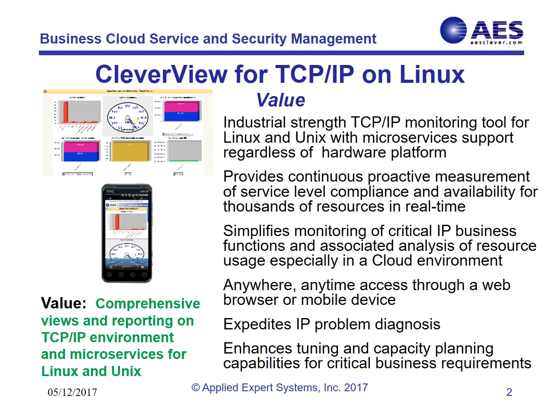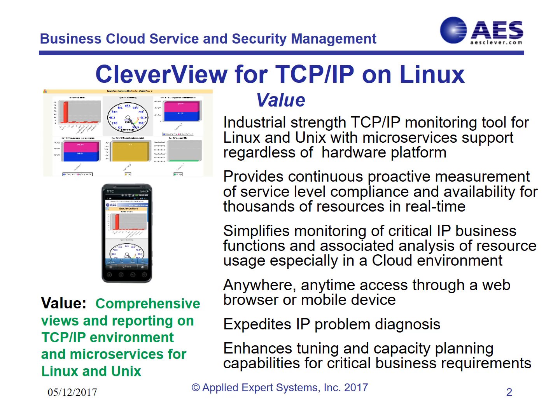As an industrial-strength TCP/IP monitor with microservices, CleverView for TCP/IP on Linux provides continuous proactive measurement of SLA compliance, simplifies the monitoring of IP business functions, expedites problem diagnosis, and enhances tuning and capacity planning anywhere, anytime through a browser or mobile interface. CleverView for TCP/IP on Linux ensures that Linux creates the promised unification and robust IT infrastructure as advertised, resulting in operational advantages that reduce TCO, business advantages by integrating IT operations into business operations, and improved performance for Linux workloads, resulting in efficient resource utilization.